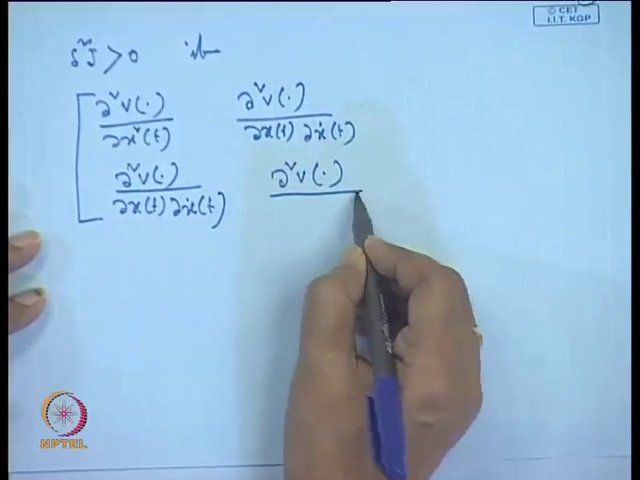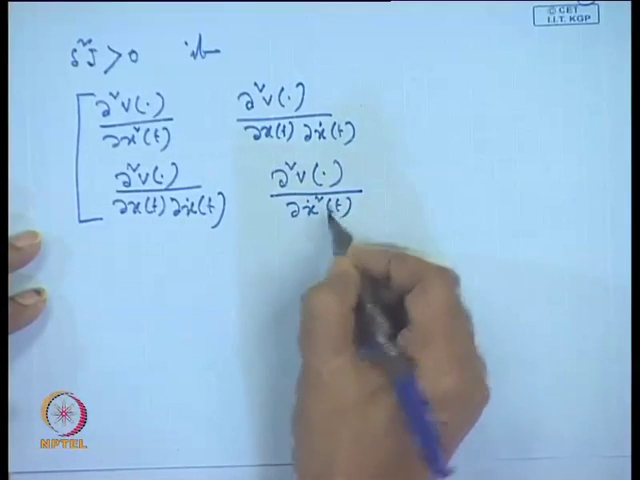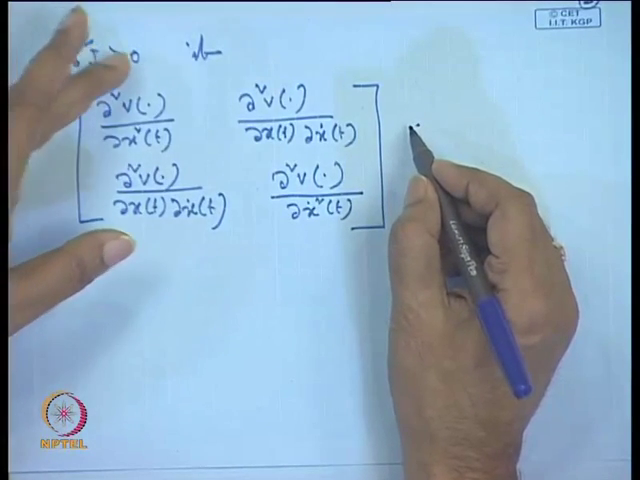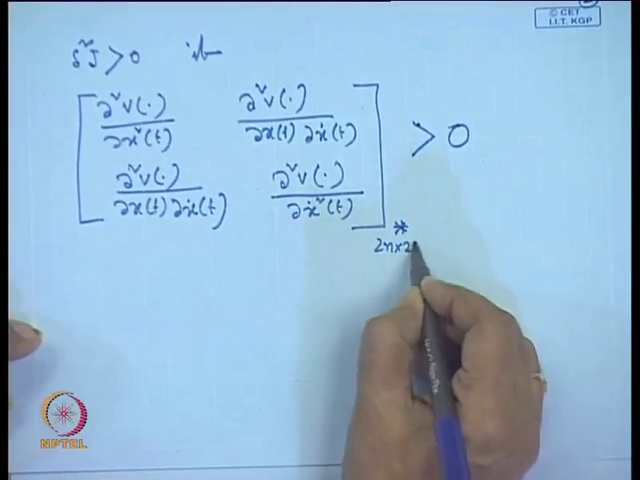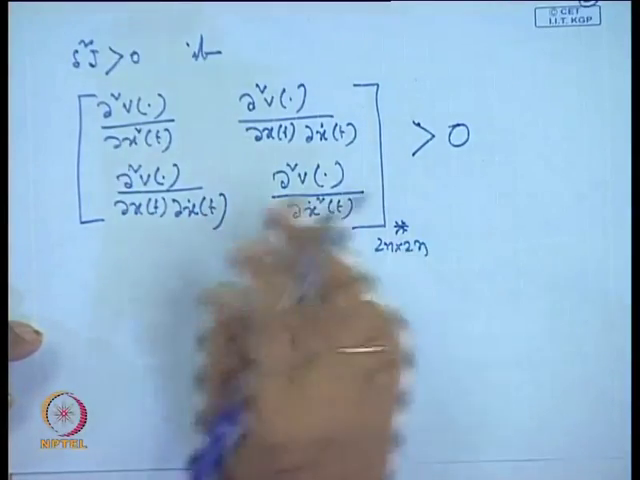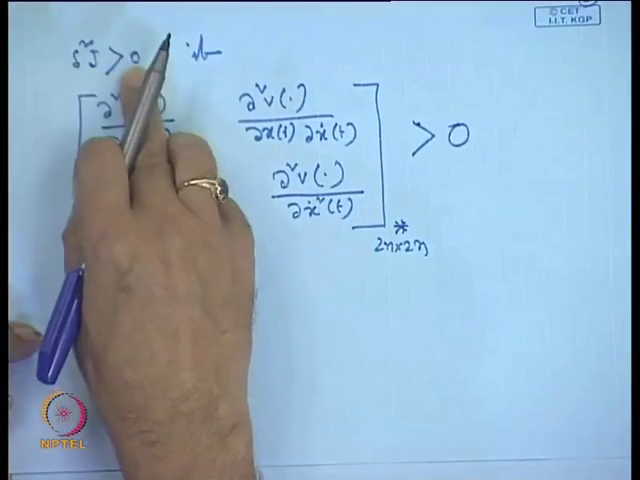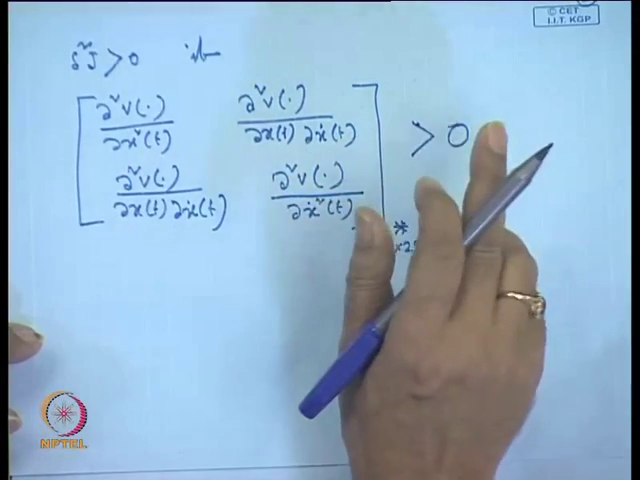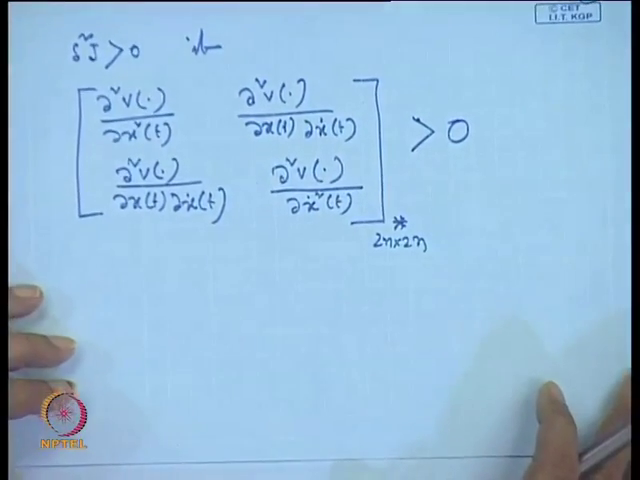We have discussed this thing in detail while discussing the static optimization problems. So, compute this matrix along the trajectory, and if you want delta square j greater than 0, this must be greater than 0. We will check this matrix whose dimension is twice n into twice n, where x has n variables. If this matrix is positive definite, it implies that delta square j is greater than 0. That means if you put this x star, the optimal trajectory, into the functional, then we will get the minimum value of the functional.